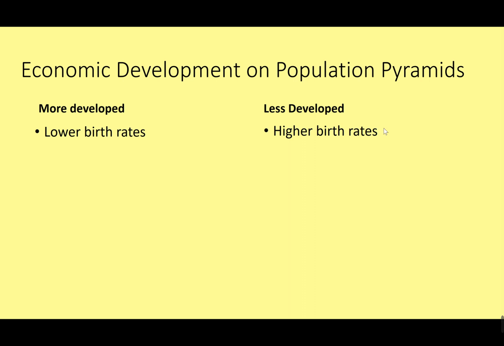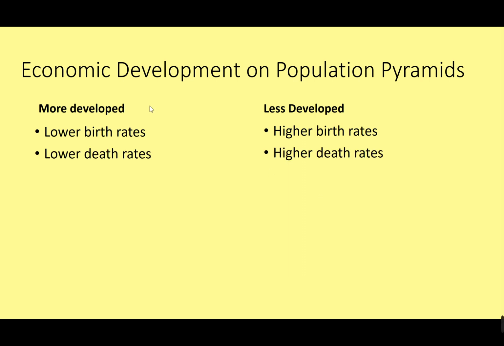Compared to in less developed societies, where they have more kids because they need those kids to help out around the house, they need the kids to look after them into old age, so they're seen as being an economic asset. And also because quite a lot of the kids die, they have more kids to make sure that there is enough to help around the house.